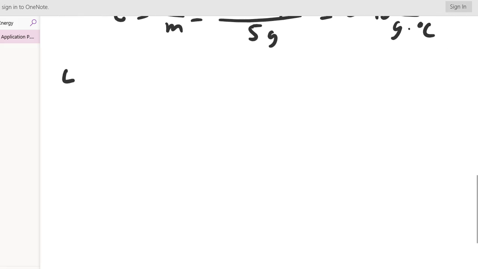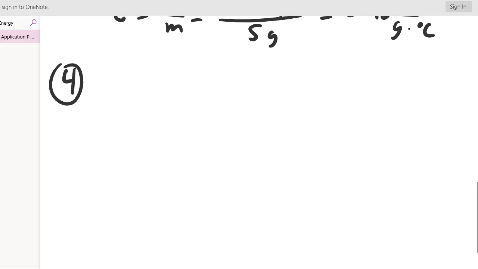Number 4, the question is, a sample is added to a calorimeter with 75 grams of water at 23 degrees Celsius. Now remember, a calorimeter is something that measures energy, and what they do is they put the sample into it, and then they wait until everything's at thermal equilibrium. In other words, all the objects are the same temperature.